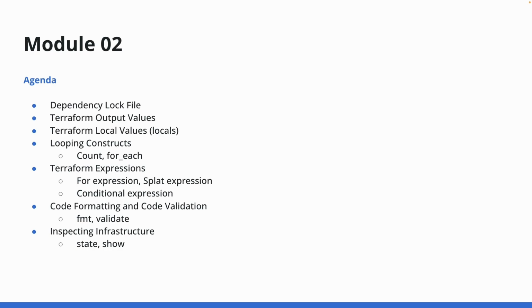In module 2, we'll see a dependency lock file, Terraform output values, Terraform locals, and we'll also see a couple of looping constructs available in Terraform like count and for each. Terraform expressions like for expression, splat expression, conditional expression, etc. How can we format the code using the native command available in Terraform like terraform fmt. We'll also see the code validation part and then a couple of commands on inspecting the infrastructure.